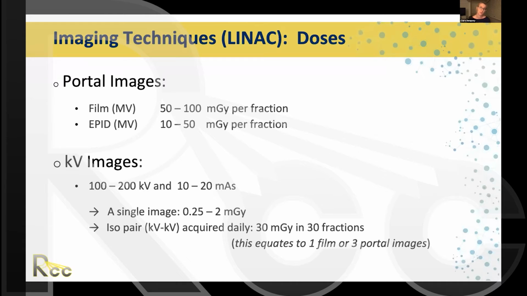By using the EPID, you can reduce that dose by a factor of about 5 by having that electronic system there. With KV images, a single image is 0.25 to 2 milligray, and a KV pair acquired daily will give you 30 milligray in 30 fractions, which is the same dose as one film or portal image of the patient. So by using KV, you can do 30 fractions' worth of images for the equivalent of one EPID image.